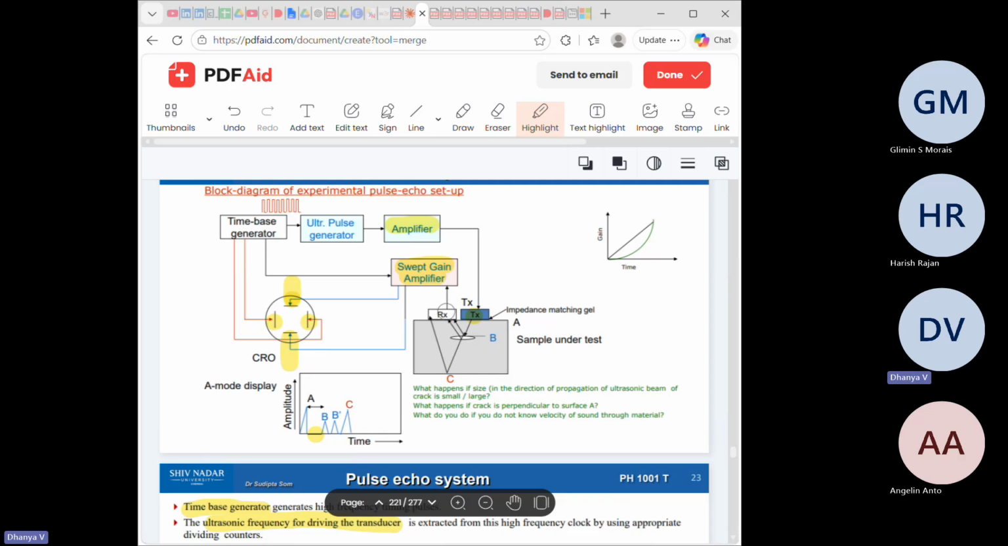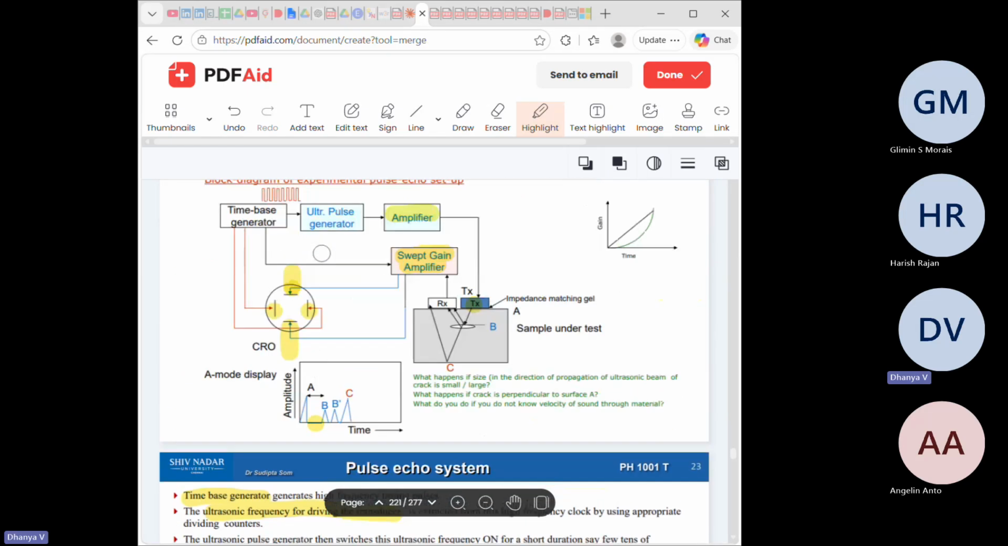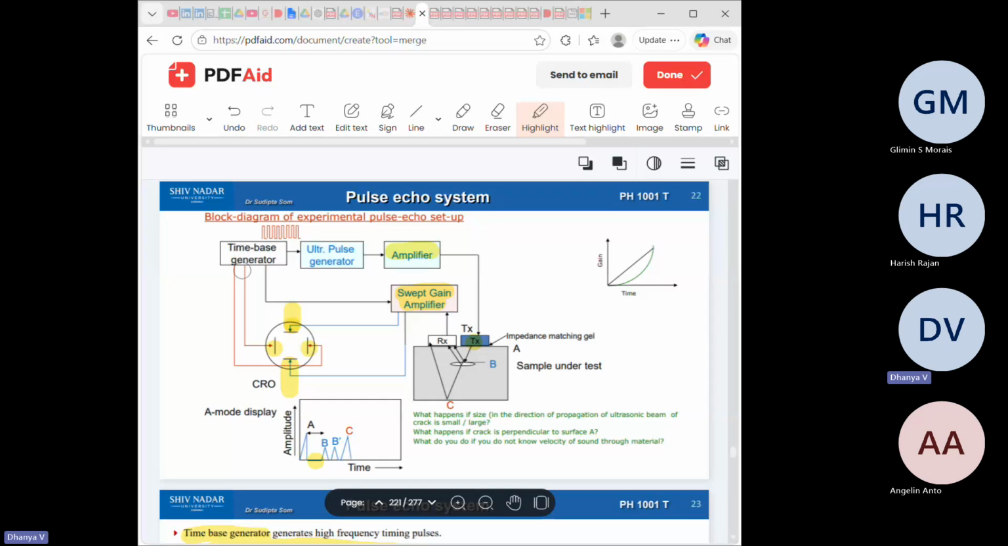So I hope you understood this. It looks scary but it's a very simple thing. First, the time base, that is your clock. Your ultrasonic pulse generator goes high and low, and depending on that the ultrasonic pulse will be generated. Your amplifier amplifies it and ensures it drives the transducer. Then you see your transmission, and the echo that's generated is amplified. That makes the vertical plates of your CRO move up and down. So hence you find your amplitude variation over here.